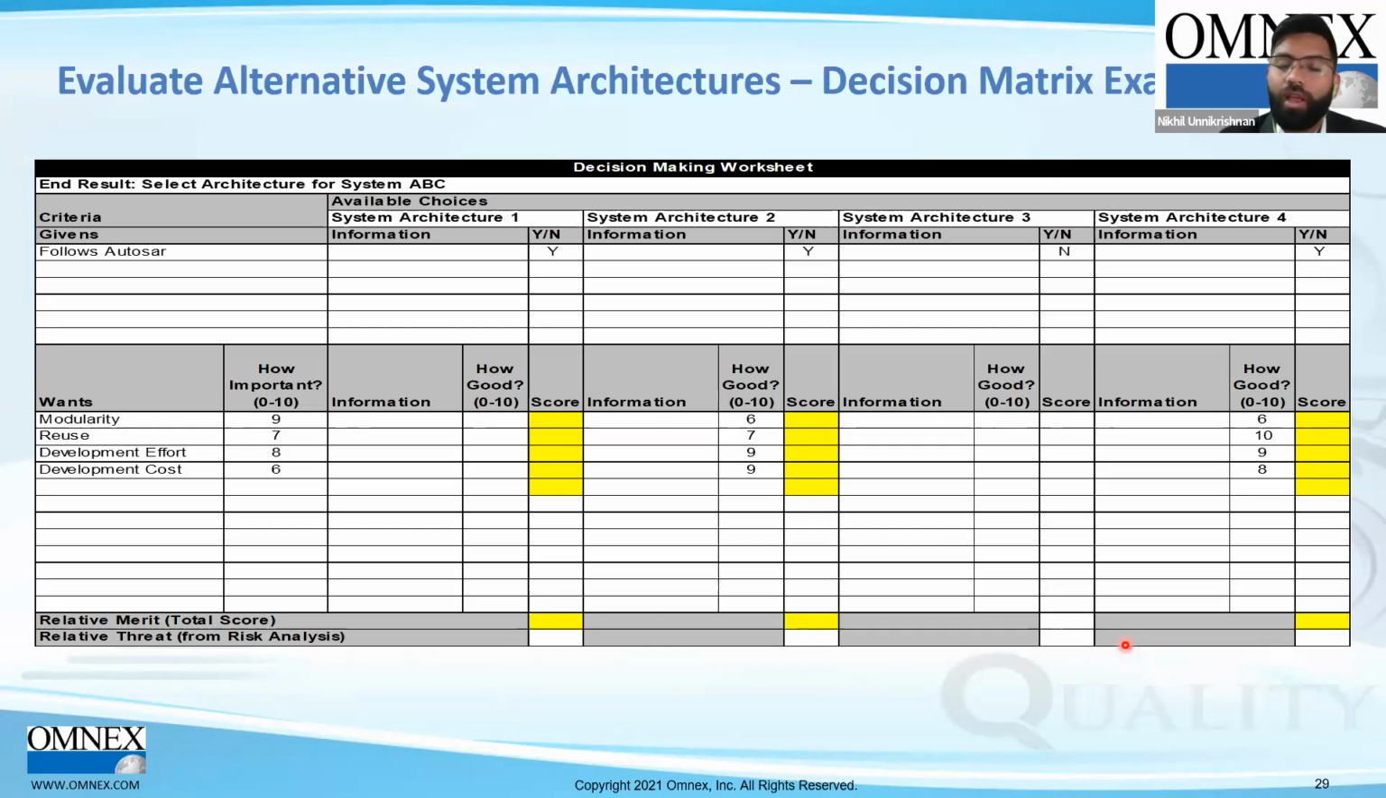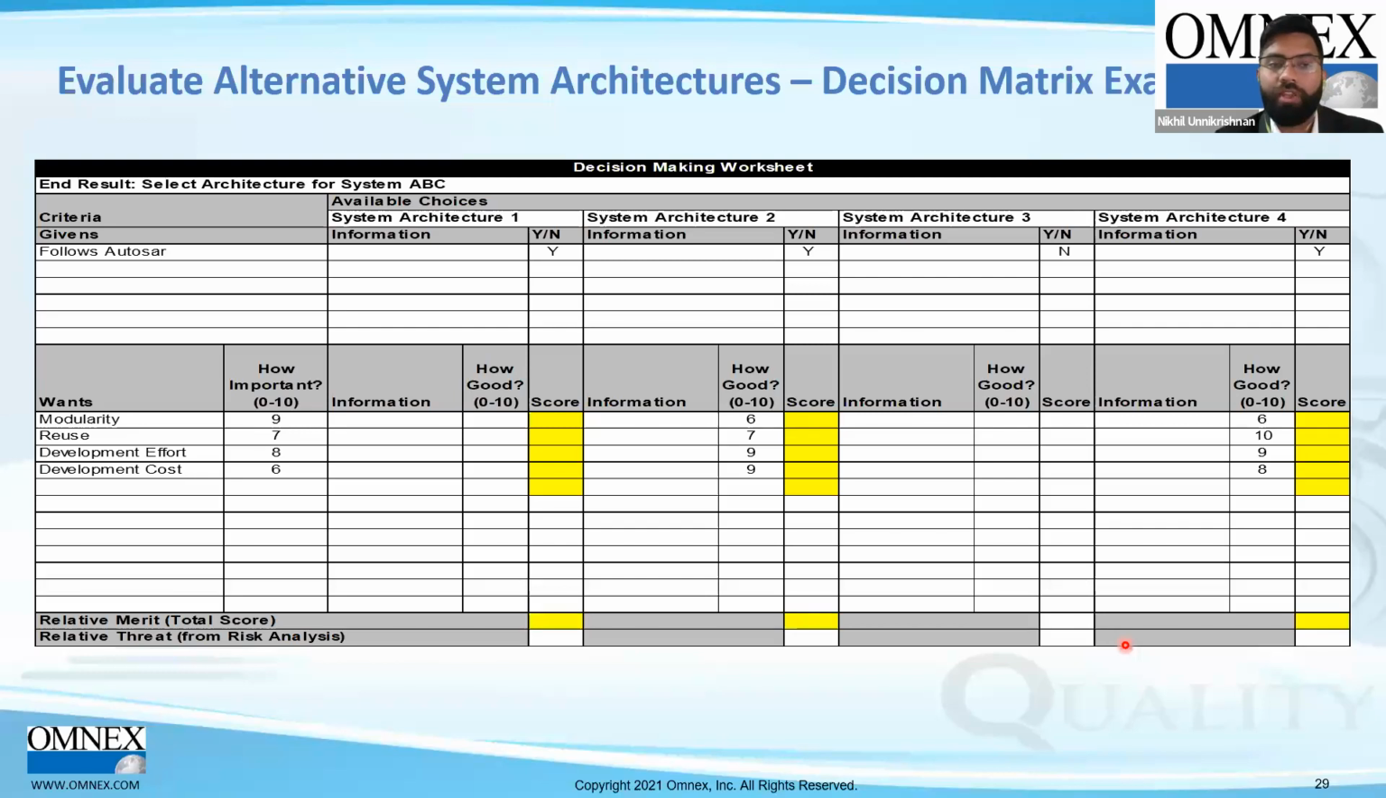Talking about when you run into a scenario where you have multiple architectures for a given system, how do you pick the best one that applies to your system? Like, I have a few different options here. What is my best one that I should be going ahead with? So to answer that question, here's one classic example of something we can already leverage from your automotive practices that you might be already doing today, a decision-making worksheet that you could utilize.